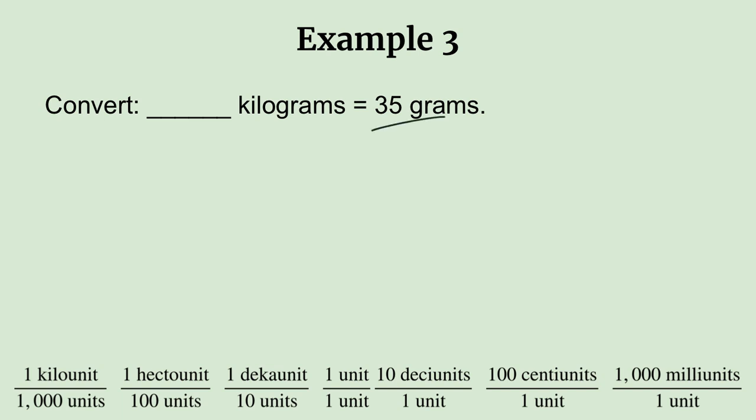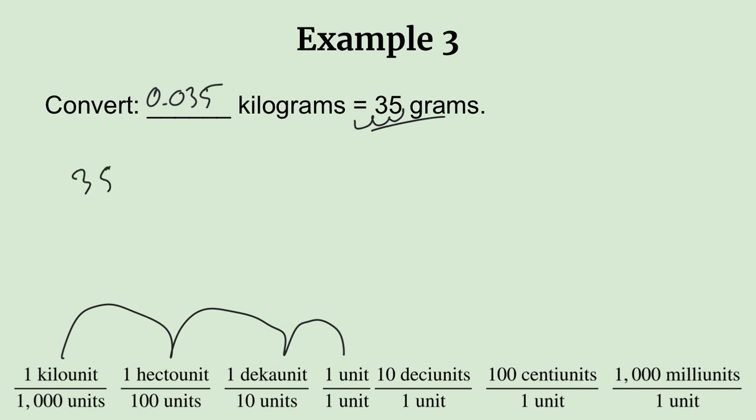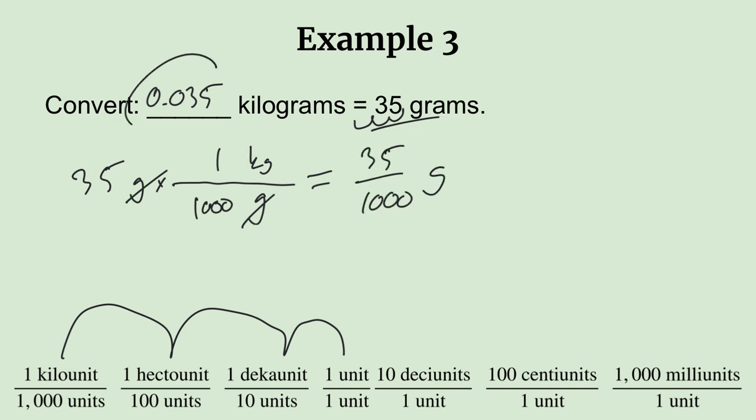We're starting at 35 grams. When we move to the left, 1, 2, 3, that means our answer gets smaller. So that would be 1, 2, 3, so 0.035 kilograms. You could also do 35 grams, multiply. I know how many grams go into a kilogram. That's not too hard of a conversion. It's 1,000 grams into 1 kilogram. Those cancel, so it'll be 35 over 1,000 grams, which would get you that same answer.